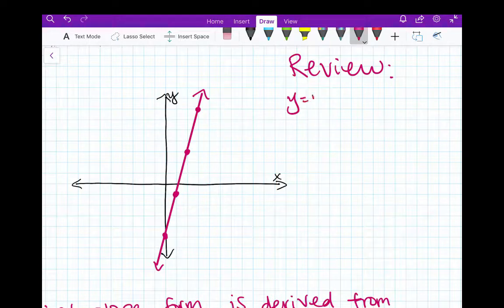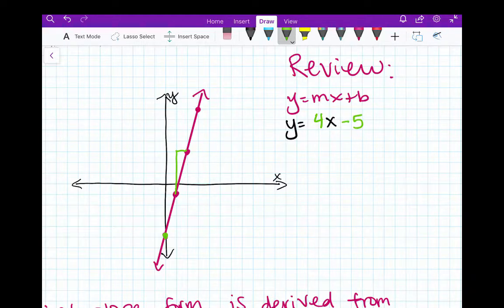So remember, slope-intercept form is y equals mx plus b, where m is the slope and b is the y-intercept. So the slope here is I go up 1, 2, 3, 4 over 1. So my m is 4, and my b is 1, 2, 3, 4, negative 5. So minus 5. So that would be the equation of my line, y equals 4x minus 5.